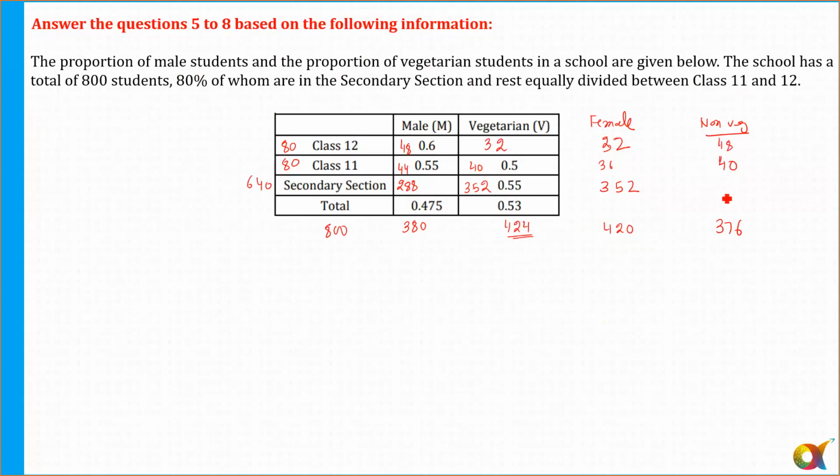And in secondary section, how many non-vegetarians are there? Vegetarian is 352, so the non-vegetarian is 288. So this is all the information which we can gather.